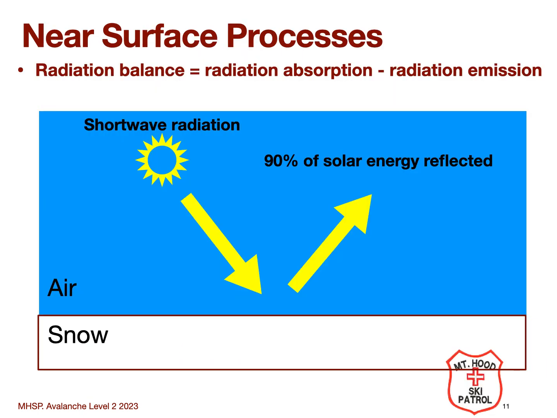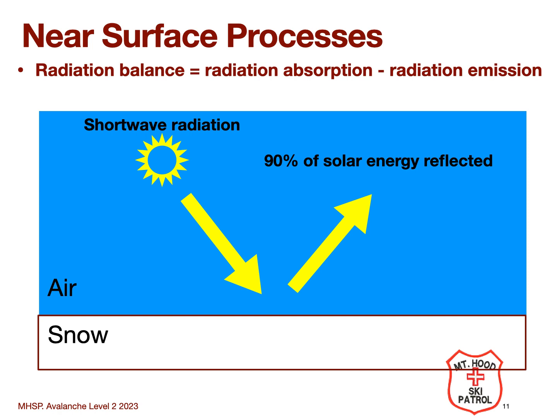As we discuss near-surface processes, we will think in terms of radiation balance. Radiation balance is simply the radiation absorbed by the snowpack less the radiation given off. Positive radiation balance will heat up the snow surface, causing surface melting. Negative radiation balance will cool the snow surface and result in freezing. Note when I refer to the snow surface here, I'm really referring to the top 10 centimeters or so of the snowpack, since the radiation effects occur to about that depth.